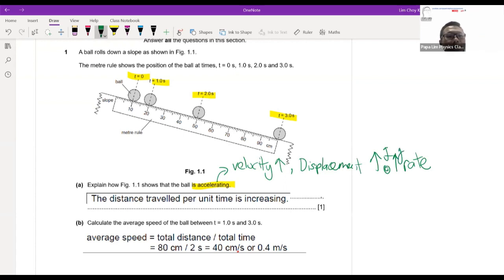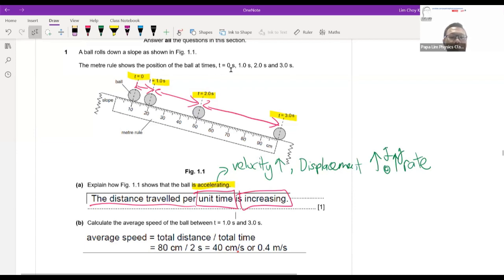So what does this mean? It means that the distance between each interval, each second, is getting bigger and bigger, which is what this diagram is trying to describe to us. So based on the picture of the ball at different timings, I can see that the distance traveled per unit time is increasing, and to be exact, it's increasing at an increasing rate.